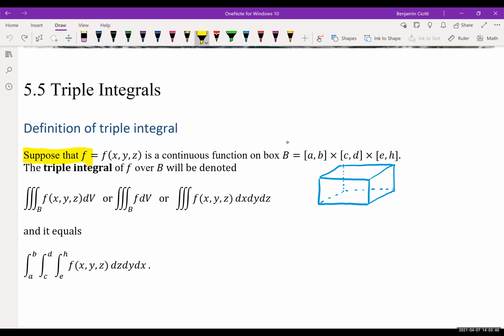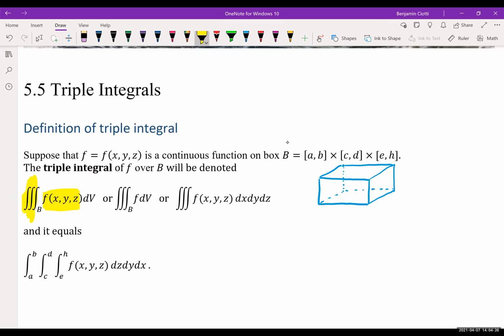So let's suppose for one that we have some continuous function f. And it's defined on some box. And when I say box, I mean a product of intervals. So if you look at what I mean by a box in 3D, it looks something like this. It's like what you get in the mail from Amazon, okay? So we can thus define the triple integral of the function f over the box B, and we are going to denote it by this with 3 integral symbols.